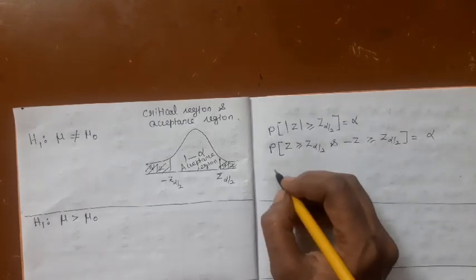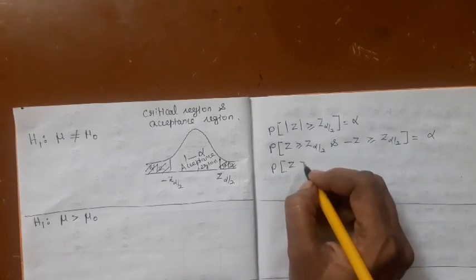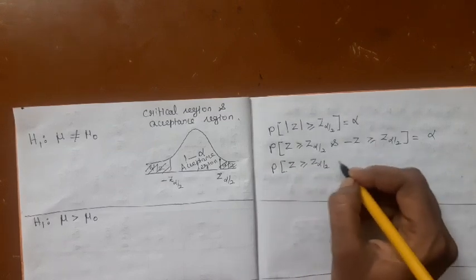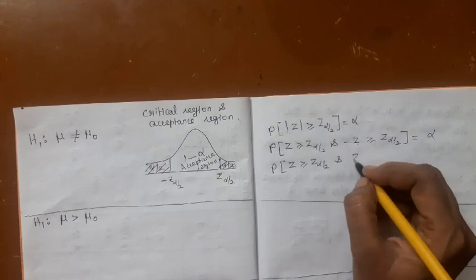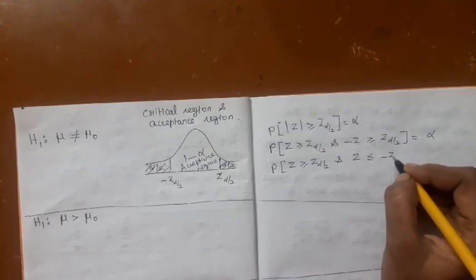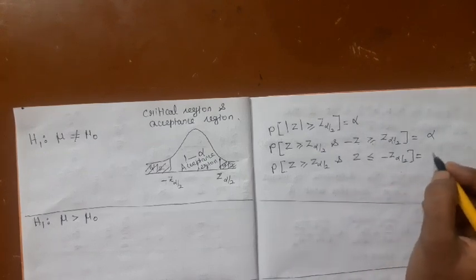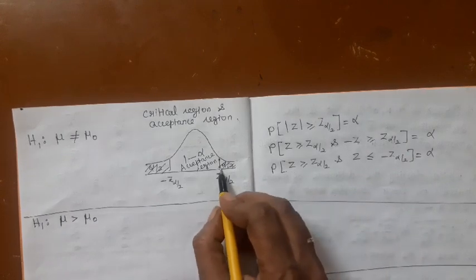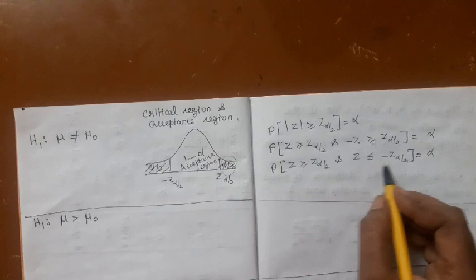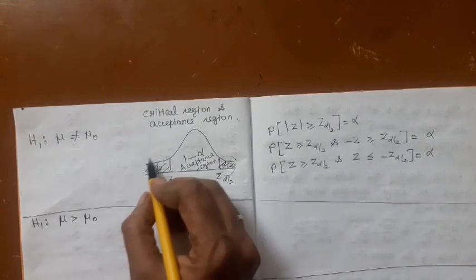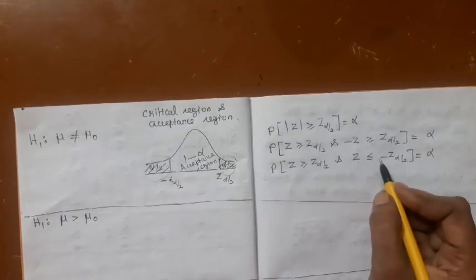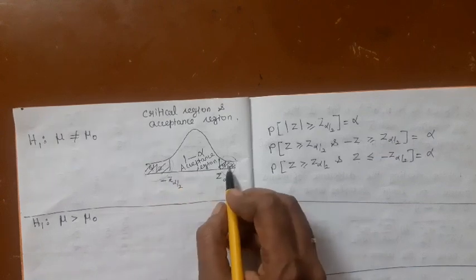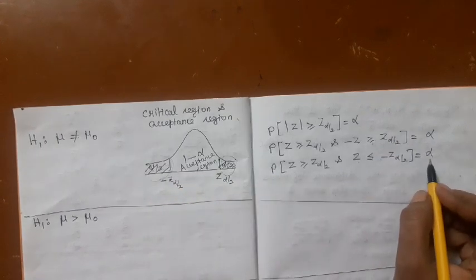Right? That is, Z is greater than or equal to Z alpha by 2, and multiplying by minus 1, it becomes less than or equal to. So you read this statement. The statement says the probability that Z is greater than Z alpha by 2 and the probability that Z is less than minus Z alpha by 2, together it is equal to alpha by 2 plus alpha by 2, which is alpha.